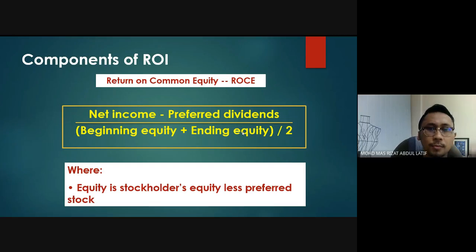Okay, how can you calculate your common equity to average common equity? So equity is the stockholders equity minus preferred stock. So for the beginning plus ending, so divide by 2. Some question, they don't provide beginning equity or ending equity. So dia cuma bagi current year equity saja. So then you can use it. Gantikan beginning plus ending bagi 2 ni dengan current equity for the year ended sahaja. Okay, kalau dia bagi 2 tahun dalam soalan, okay, last year equity and current year equity, then you can find the average figure. Tapi kalau soalan tu cuma bagi current year equity saja, then you gunakan current year equity only.